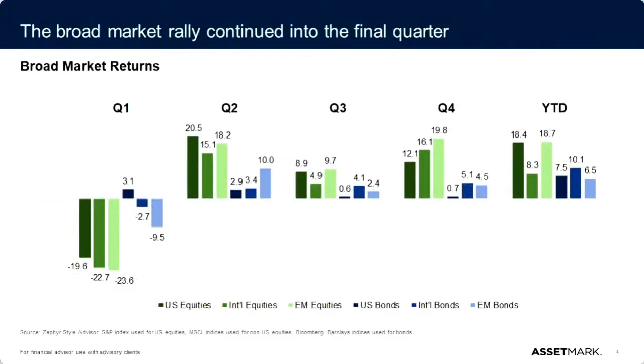Let's look at the rally that really continued after the first quarter. You can see the devastation that the shutdown did overall in the equity markets. So again, the key on the bottom shows the U.S. equities, it shows international, emerging markets, U.S. bonds, international bonds, and emerging markets bonds.